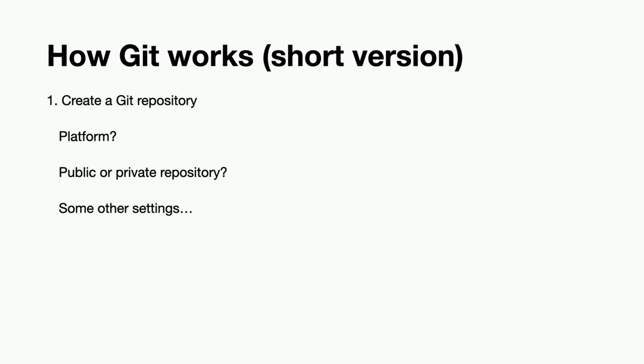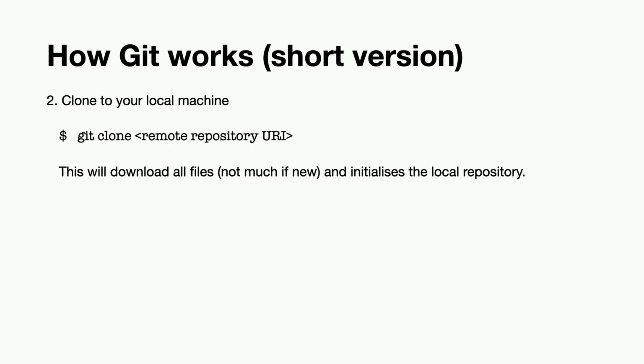Let's see one by one. So the first step is to create a Git repository. This is usually quite straightforward as the platforms give you a quite good user interface where you can easily make a new repository. You just need to decide which platform you intend to use. Would your repository be public or private? And some other settings that we are not covering today.